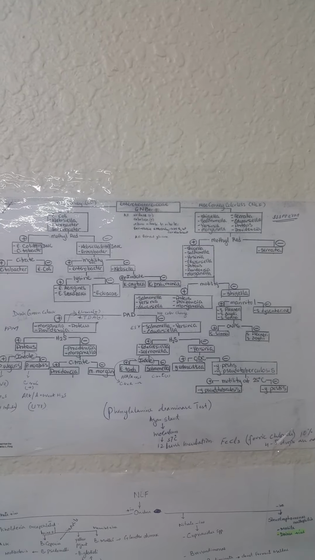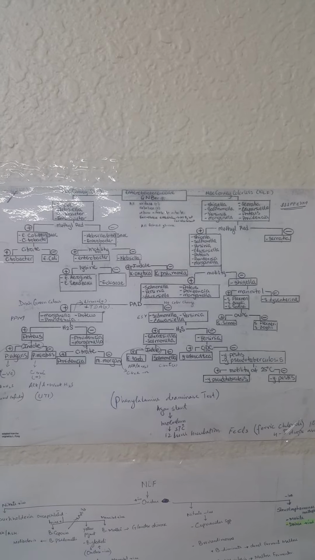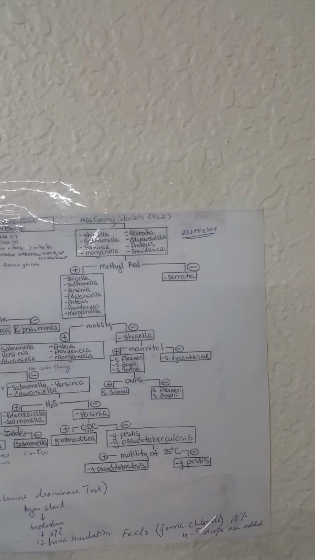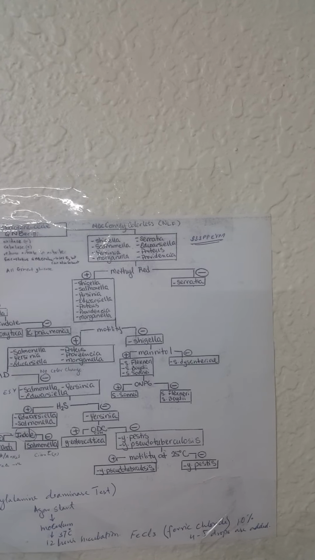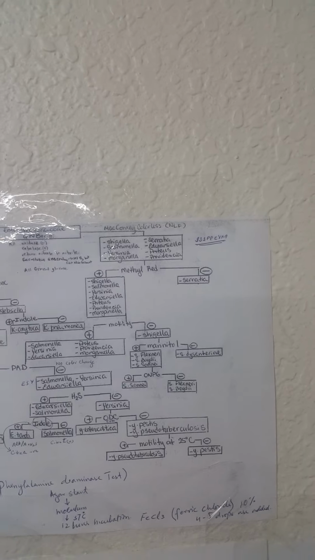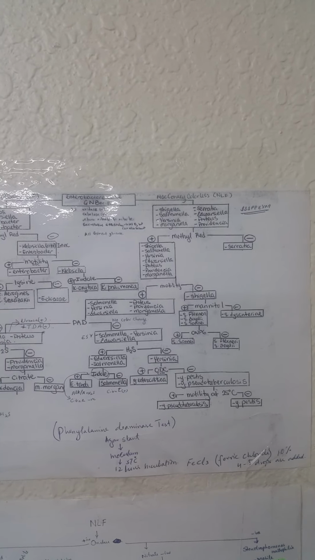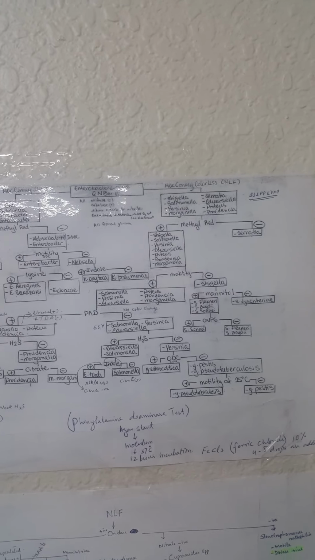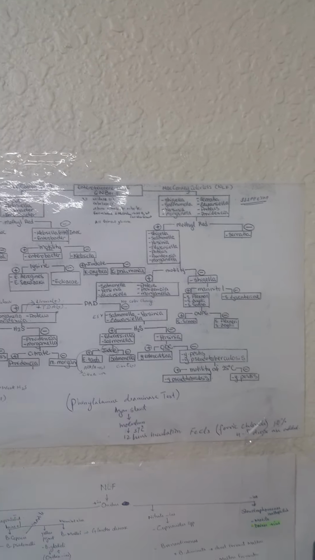One of the largest groups in this chart is the NLF, non-lactose fermenters, which are Salmonella, Shigella, Yersinia, Morganella, Serratia, Edwardsiella, Proteus, and Providencia. They are also differentiated on the basis of methyl red. Methyl red negative species is Serratia, while all other species are methyl red positive.